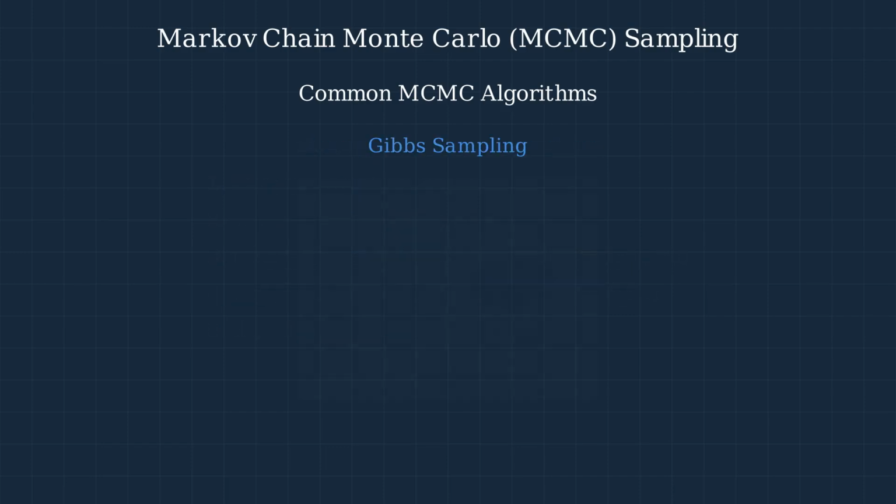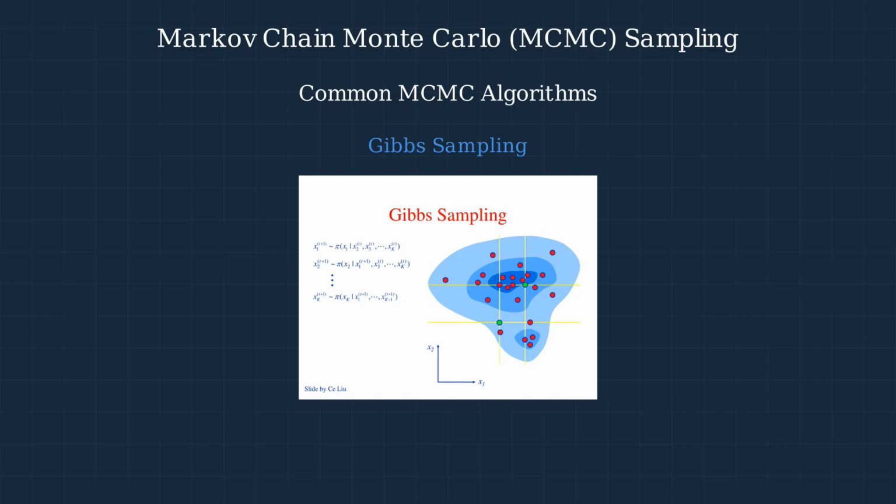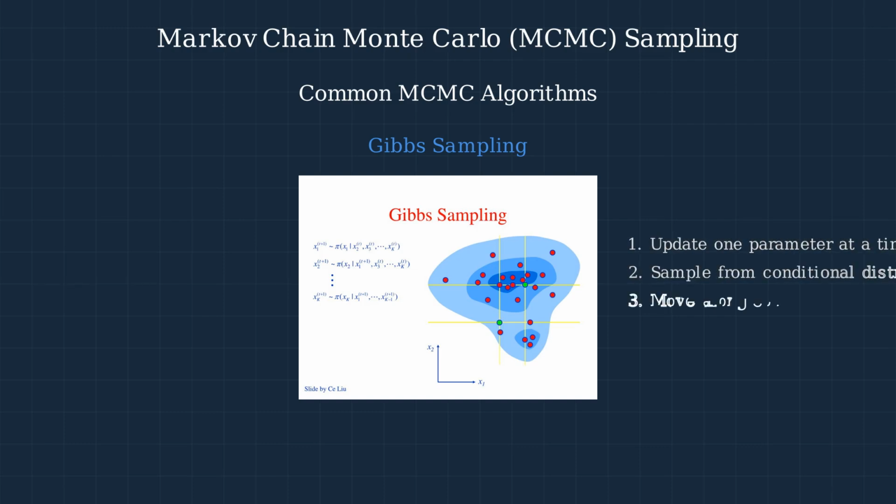Gibbs sampling is another popular MCMC algorithm that updates one parameter at a time while keeping others fixed. In this illustration, we see how Gibbs sampling moves along coordinate axes, sampling from conditional distributions. The red dots show the path of the sampler through the posterior distribution.